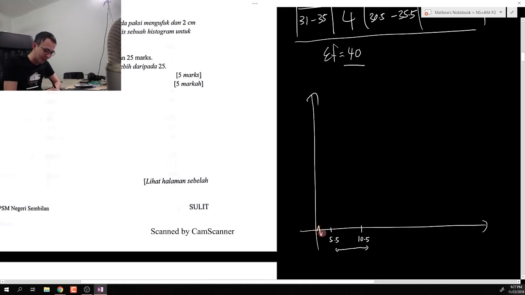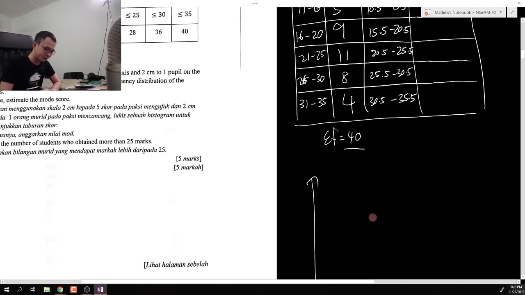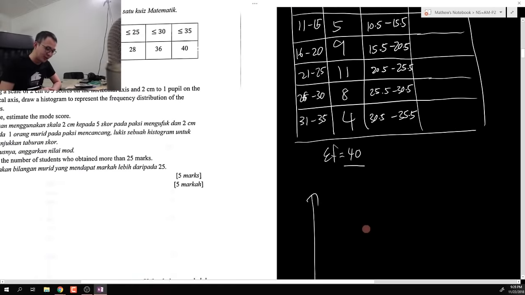Normally I will draw a sign at the beginning here to represent that the range here is not starting from 5.5, it's just skewed. And then I will continue like 15.5, and then 20.5, because I want to make sure it's 5 units for every 2 centimeter. 25.5, I will keep on drawing until I get to 35.5 here. And then the frequency I will just follow. Okay, so yeah, I just give you some idea.